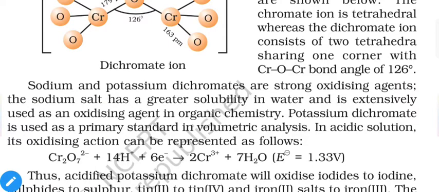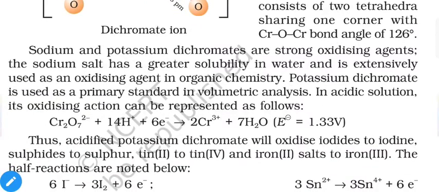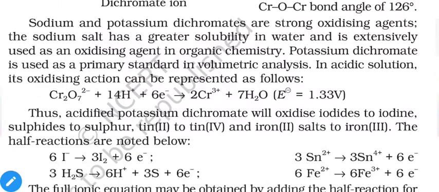In acidic solution, its oxidizing action can be represented as follows. Cr2O7 2- with acidic medium, that means 14H+ and 6 electrons, gives us 2Cr3+ and 7H2O. In this reaction, the oxidation state of chromium is decreasing and the acid is being neutralized, and the standard potential for this reaction is 1.33 volt. That means it is a spontaneous reaction.